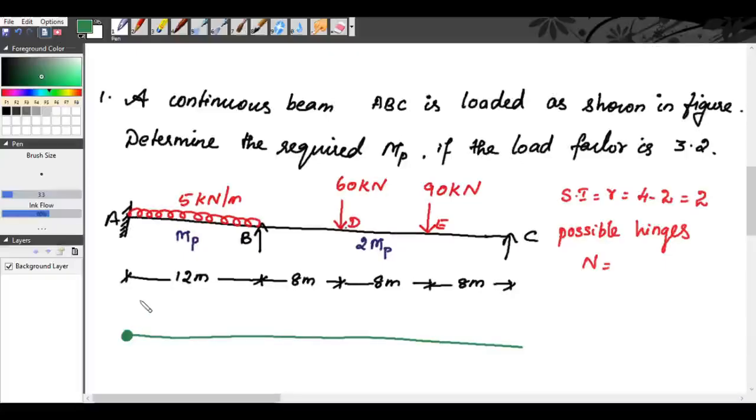Then for the span AB, so this may not be correct if I draw like that. I will write, the hinges are at A. At the point A you will have a hinge. Now, this A, B, C, A is fixed. So at A you will have a hinge. B is an intermediate support. So if B is an intermediate support, that also should be considered as fixed support. So at B you will have a hinge.